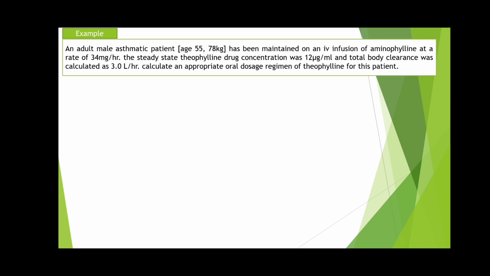Okay, so a few values are given and lastly what we need to calculate? We need to calculate the dosage regimen, meaning how much amount of drug is to be taken per day, one time a day or two times a day, and how much dose is to be taken by that particular adult male.